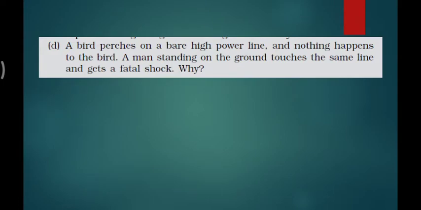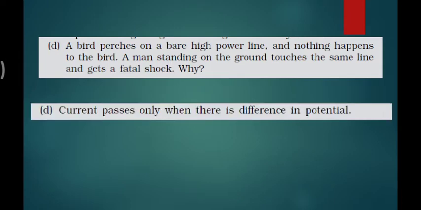Okay, D. A bird perches on a bare high-tension power line. You may be aware of some areas that have high power lines. It means huge current and voltage are passing, and nothing happens to the bird. But if a man is standing there and touches the ground, the man gets shocked. Why? Current passes only when a potential difference is produced. You are attached to the ground surface, the ground is at zero and the voltage of the wires is very high, so electricity is transferred from high potential to low potential.